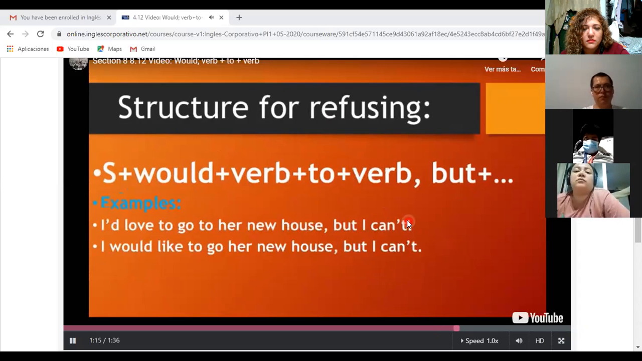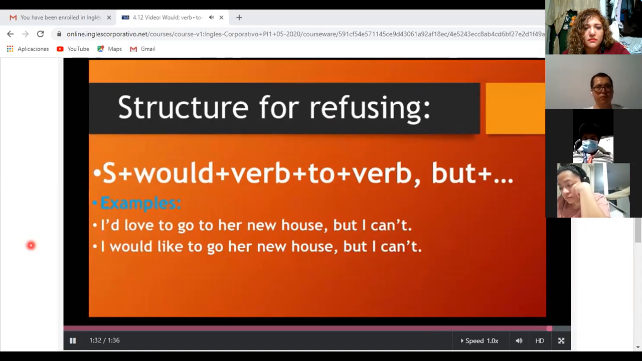And when we need to refuse an invitation, we need to follow this structure. Subject plus would plus verb plus to plus verb, comma, but plus. Examples. I would love to go to her new house, but I can't. I would like to go to her new house, but I can't.